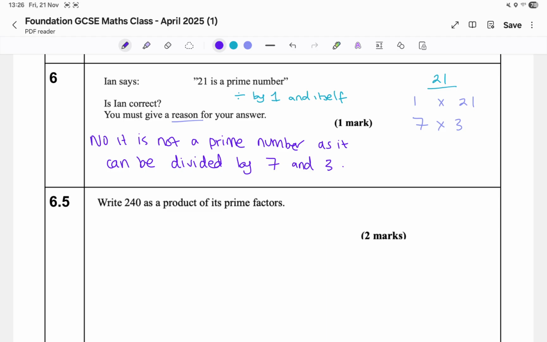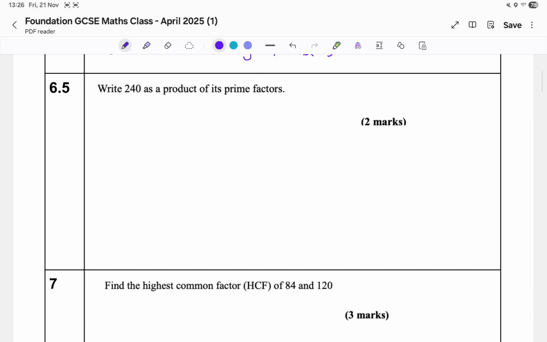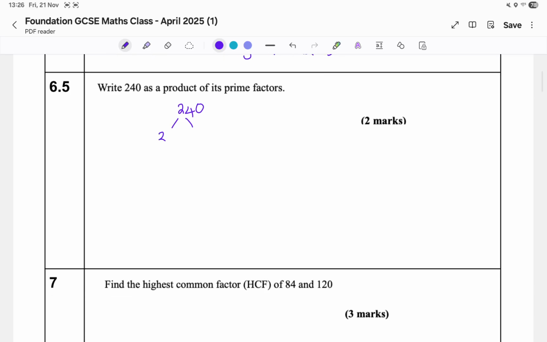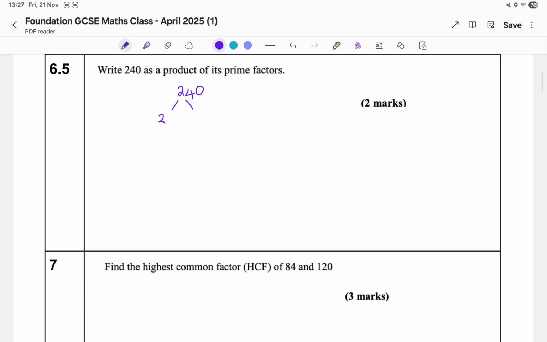Moving on. Write 240 as the product of its prime factors. So we need to do a prime factor tree. How you do it is, each time you break the number down into its factors, if you reach a prime number, you circle it. There are many ways to do it. There's no wrong or right way. Whichever factors you choose, you'll still get the same answer.